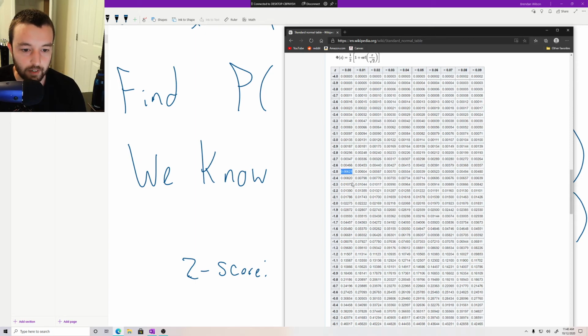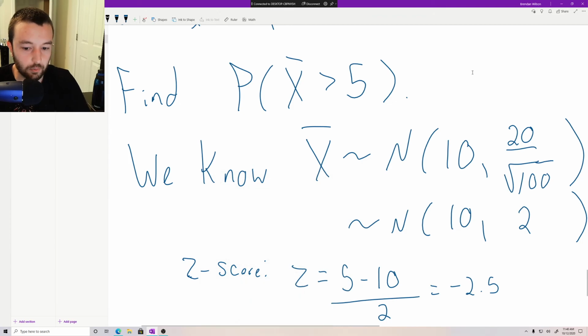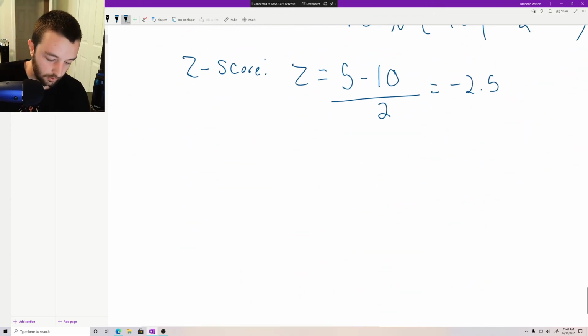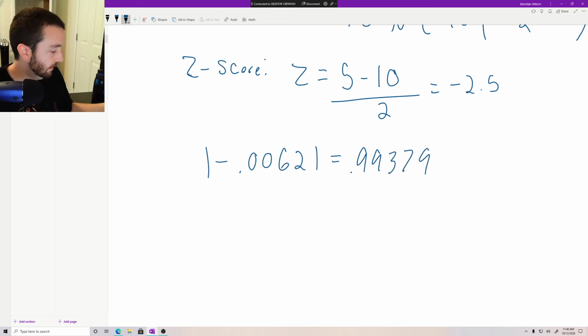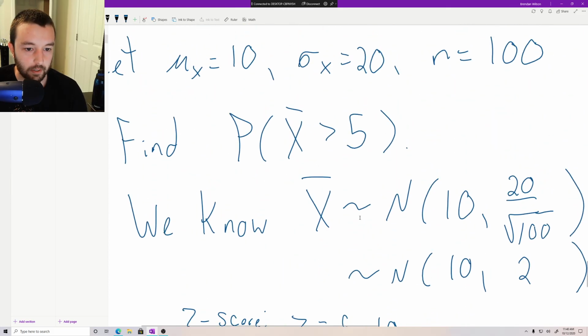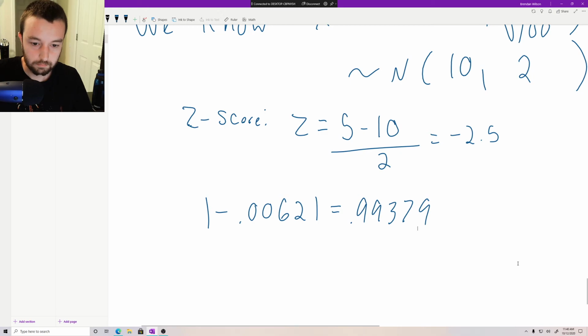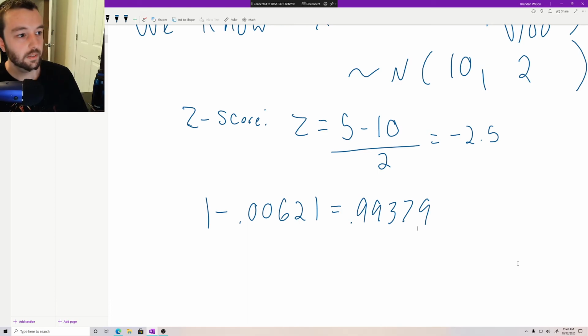So here's negative 2.5, which is 0.00621. So the answer is going to be 1 minus 0.00621. Okay. Which is basically 99% again, but at least the first value was just so big that it wasn't even on the table. So this is going to be 0.99379. So the probability x bar is bigger than 5 is about 99%, 99.379%.